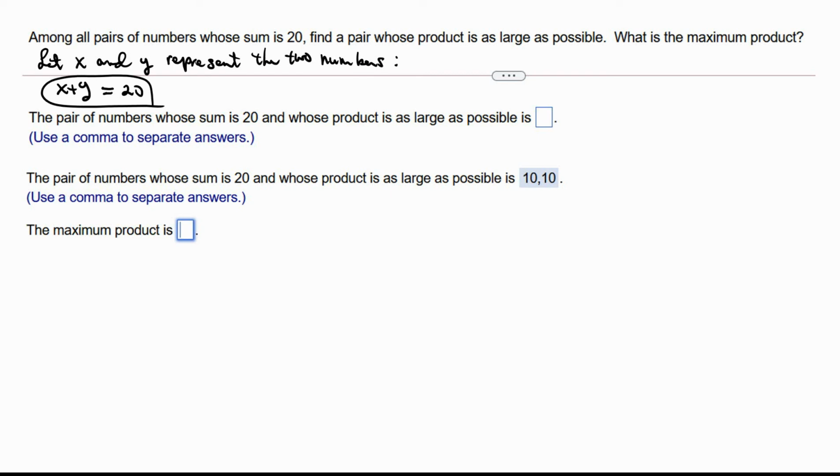So I want to multiply. So here it says that the product is as large as possible. So that means that they want to maximize. I'm just going to say P equals the product, x times y.